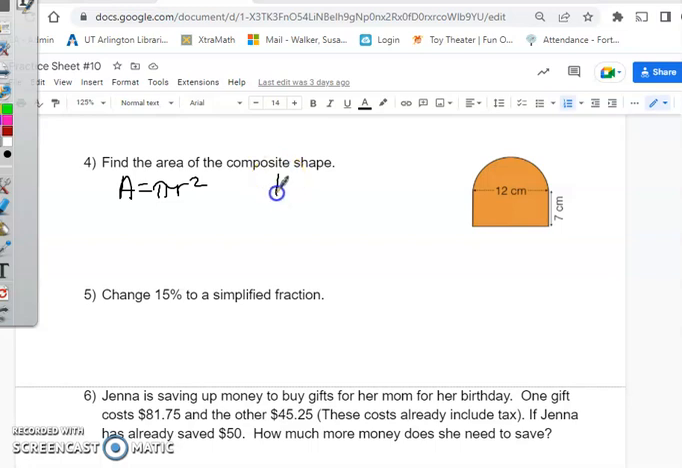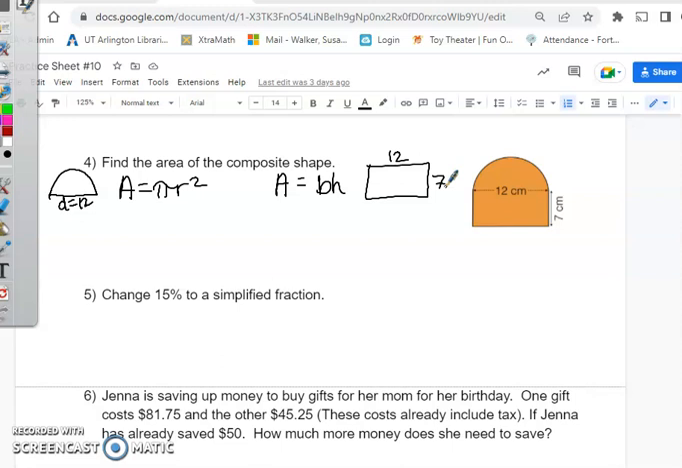Okay. Now the one thing I need to remember is my shape. So over here, I usually start with that. I'm going to put my semicircle with a diameter of 12. I know it's a diameter because it goes all the way across. My rectangle, the base of 12, height of 7 centimeters, okay? So all this will end up being in centimeters squared.